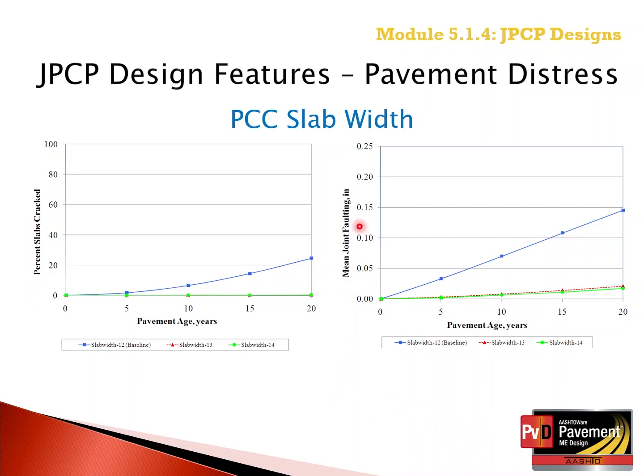In addition, it also has an impact on mean joint faulting with age. The blue is no widened slab. The slab width is 12 feet. And then the red and the green are shown here with 13 and 14 foot widened slab. So a widened slab will reduce the mean joint faulting predicted by the Pavement ME software.